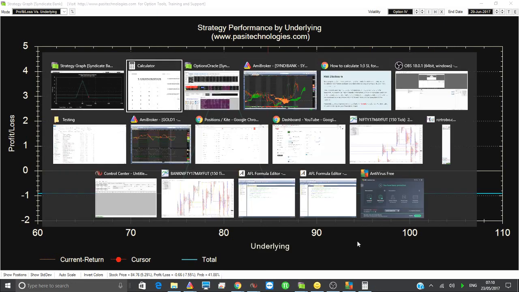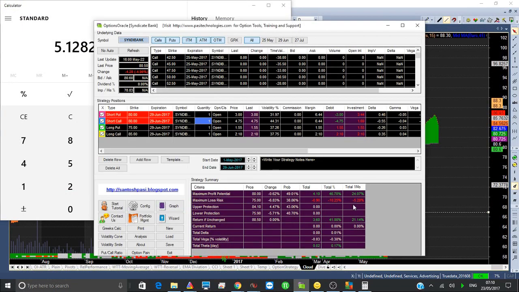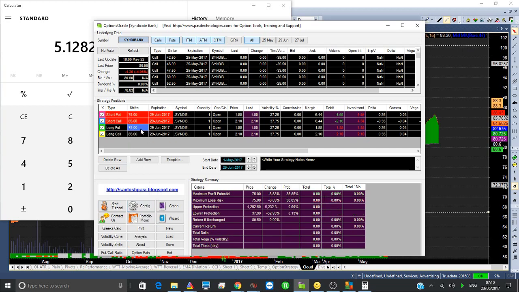Let's look at changing the strategy a little bit. Let me close this and go back to Option Oracle. Instead of an iron butterfly, I want to do an iron condor. For example, I want to sell the 75 put and 85 call and buy the 70 put and 90 call. So what I'm actually doing here is increasing my upper breakeven and lower breakeven from 5% to now 8% and 9%, at the cost of reducing my profit potential.